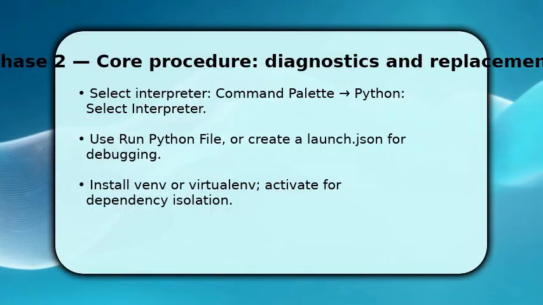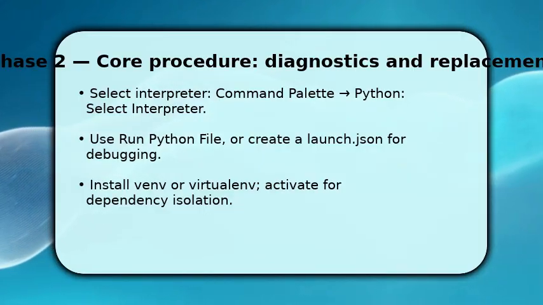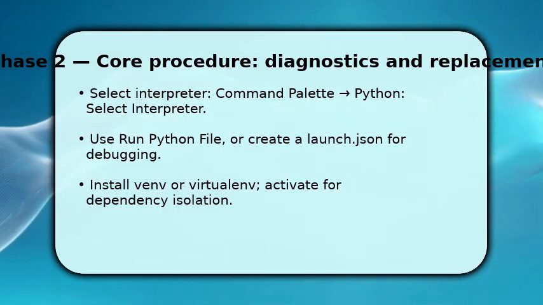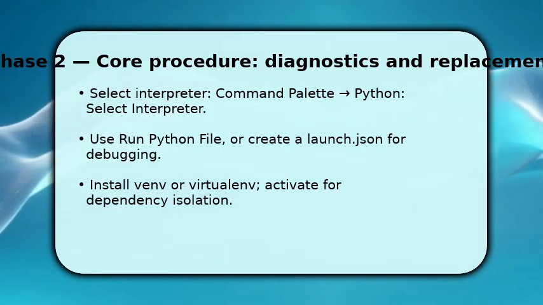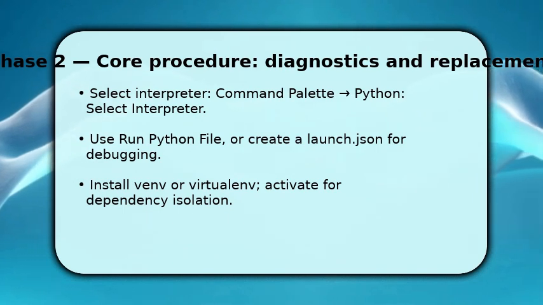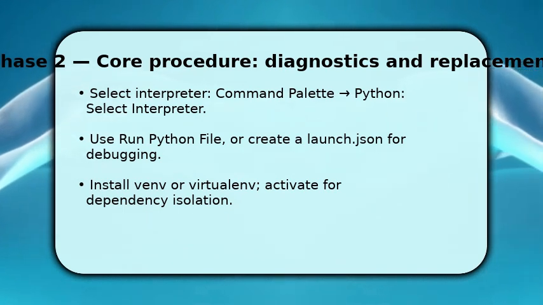To run, click Run Python file in terminal or configure a launch.json to enable debugging, breakpoints, and environment variables. Make sure tasks and integrated terminal point to the same interpreter to avoid confusing outputs or missing packages.